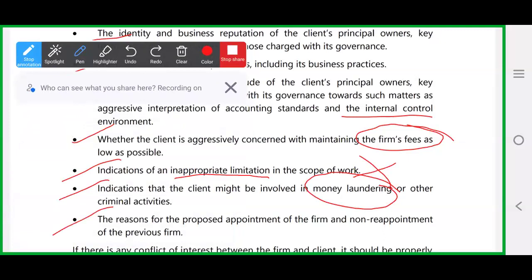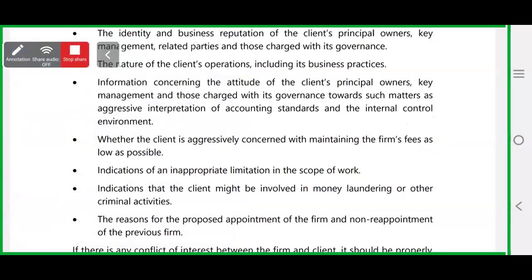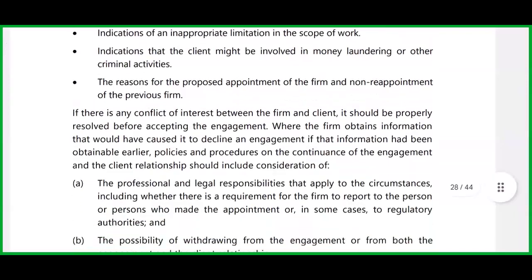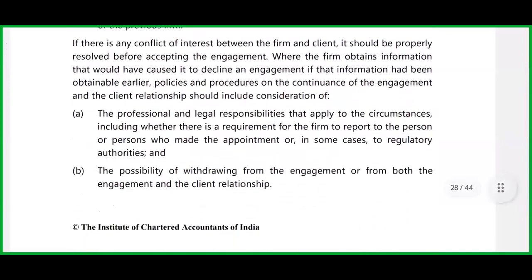The reason for the proposed appointment of the firm and non-reappointment of the previous firm. So why is the previous firm not reappointed? Is there any fraud or error which the auditor has faced? That should again see if there is any conflict of interest. If there is any conflict of interest between firm and client, it should be properly resolved before accepting that engagement.